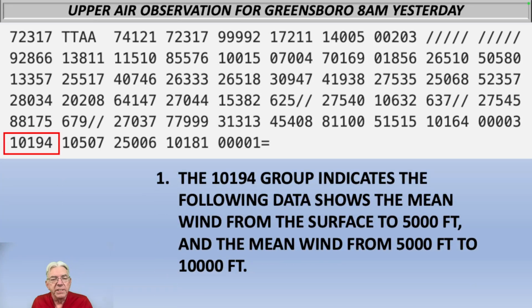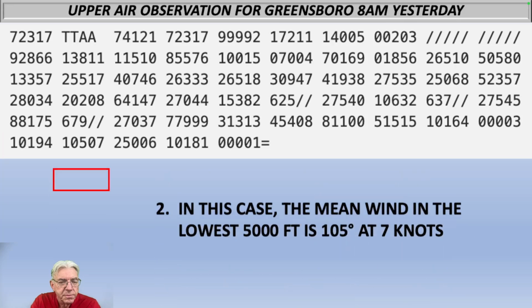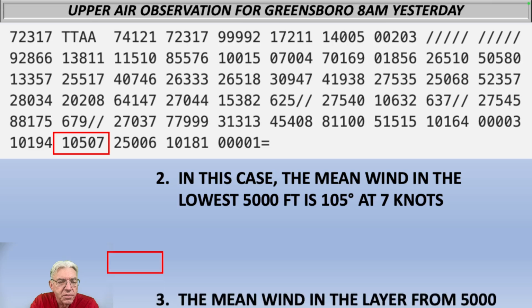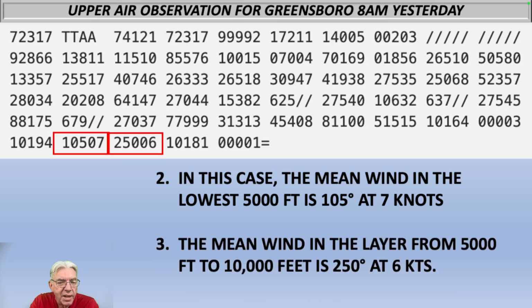10194 indicates data from the mean wind from the surface to 5,000 feet and from 5,000 feet to 10,000 feet. So in this case, the mean wind, the average wind in the lowest 5,000 feet, is 105 degrees, or just south of due east, at 7 knots. And then the mean wind from 5 to 10,000 feet is 250 degrees, or west to west-southwest, at 6 knots.